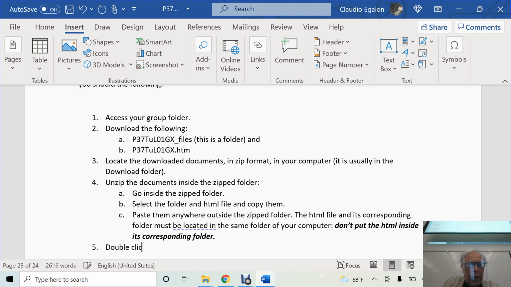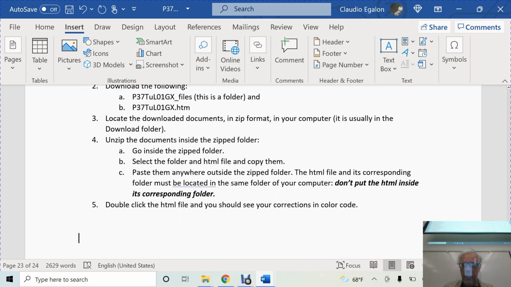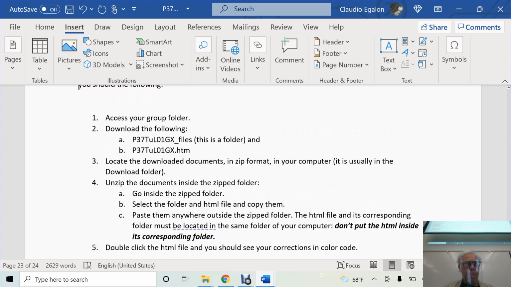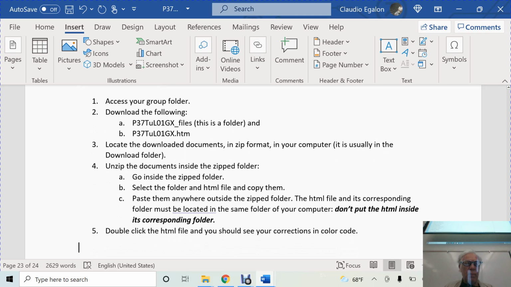Double click the HTML file and you should see your corrections in color code. I'm recording that, okay? Those are the steps. After you do it several times, it becomes second nature to you.